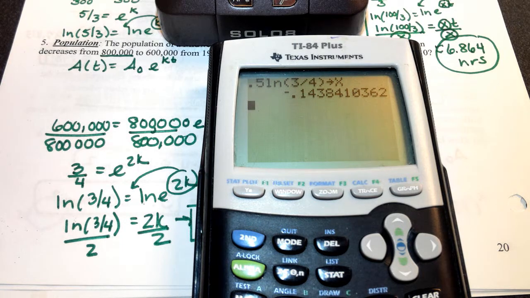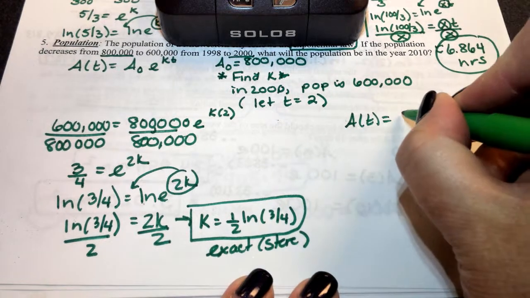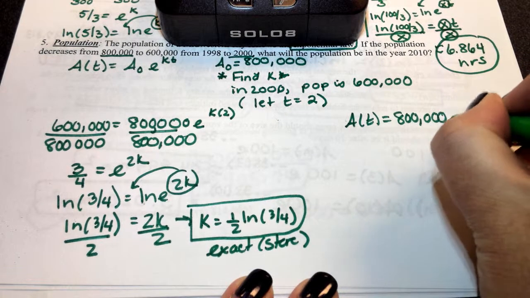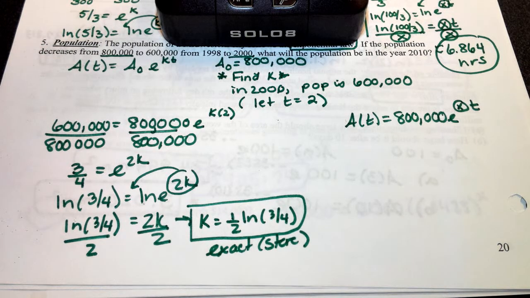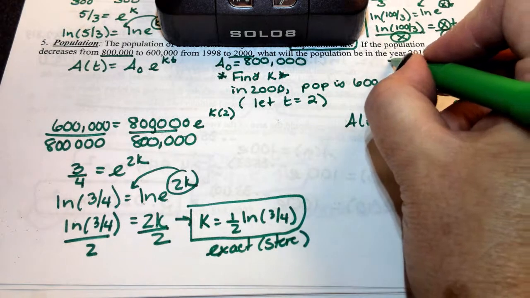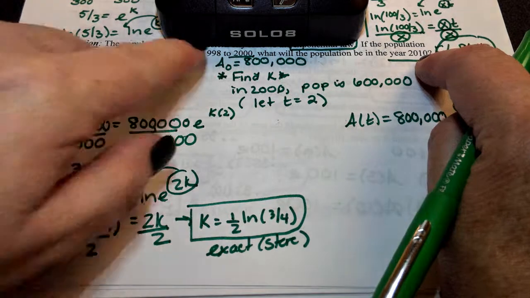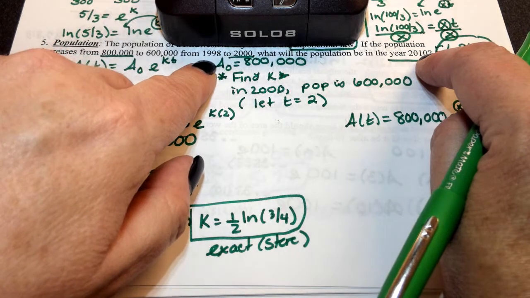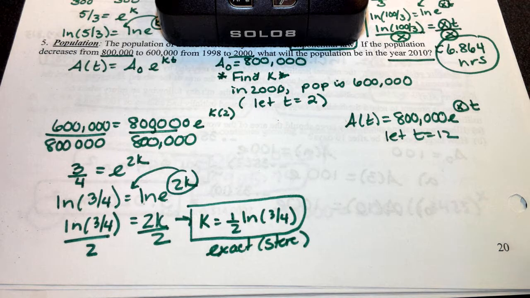So now that you have the K value, now you can finish writing the equation. So A of T is equal to 800,000 times E, again, X is what's stored in my calculator, times T. So now we're ready to answer the question. What's the population going to be in the year 2010? Well, if 1998 was year 0, what's the difference between 2010 and 1998? I'm going to plug in what for T? So I'm going to let T be equal to 12. So you guys go ahead and finish that for me.